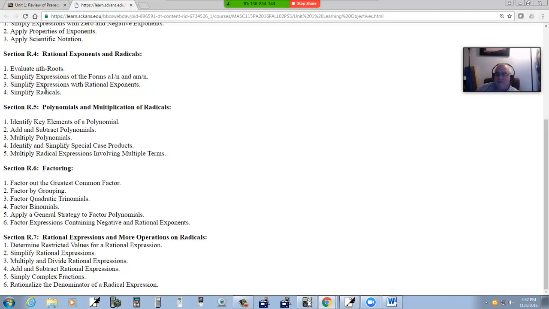We talked about simplifying radicals, so I won't cover that. Polynomials. Key elements of a polynomial, and we'll add and subtract. We looked at adding and subtracting already.